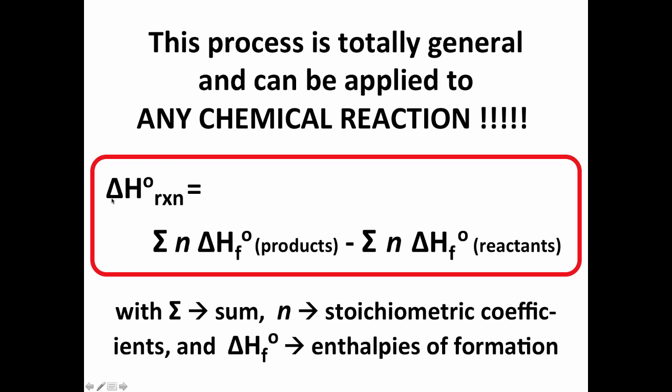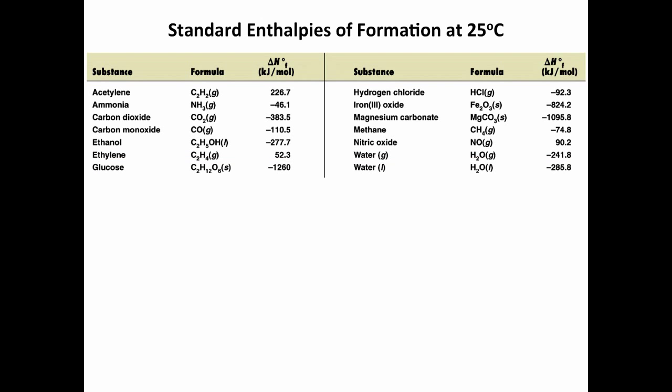And the way we write this is we say that the delta H, or the enthalpy change for the reaction, is the sum of the stoichiometric coefficients times the delta H of formation of the products minus the sum of the stoichiometric coefficients times the delta H of formation of the reactants. And this is very useful because there are tables and tables and tables of standard enthalpies of formation of pretty much any compound you're interested in. So if we have a chemical reaction for which we'd like to find the delta H, we can generally just go to the tables and apply our formula.